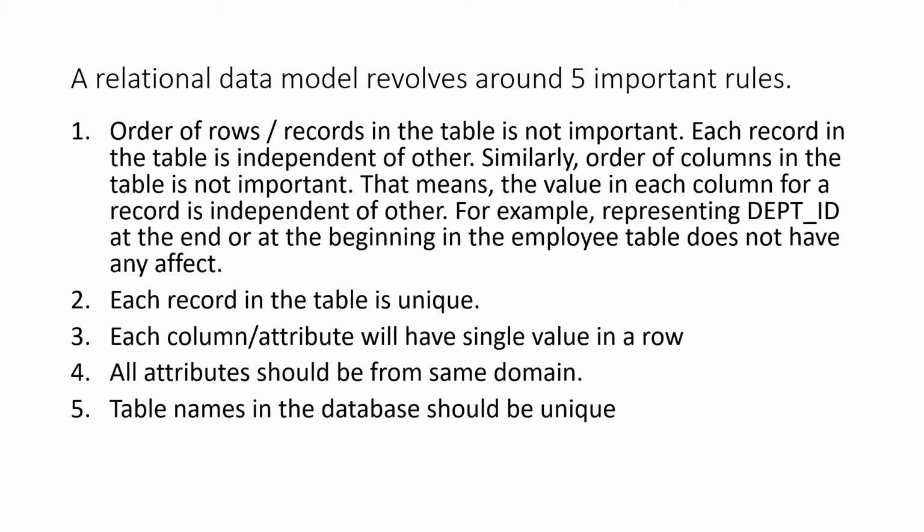First is order of rows is not important, order of columns is not important. Suppose we have a table, where department ID is written, it doesn't matter whether it is in the beginning or in the last. So the order is not important. Second is each record in the table must be unique. Then each column attribute will have a single value in a row.